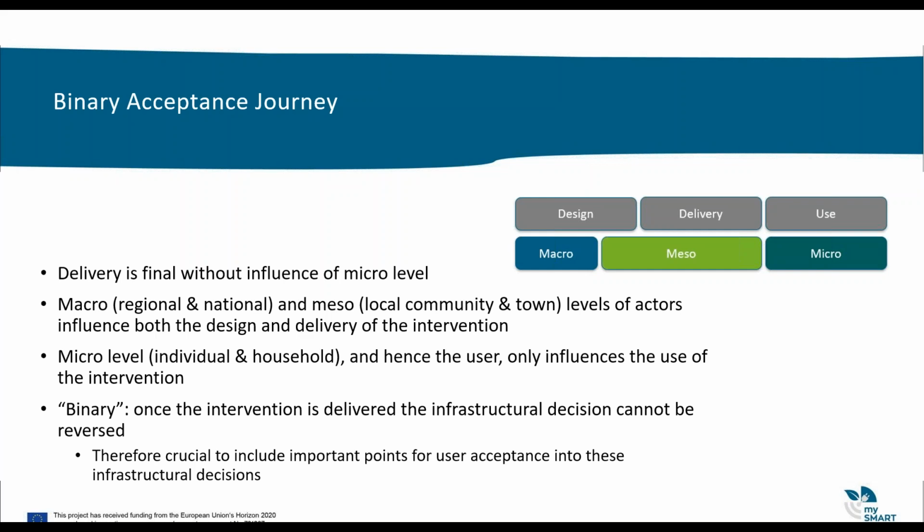The reason we call this the binary acceptance journey is because basically in that kind of intervention, you have to make infrastructural decisions that cannot be reversed. So you cannot later, if you have feedback from the citizens that they would like something changed, it's just not possible anymore due to the nature of the intervention. And therefore, it's really crucial that you try to include points for user acceptance into these infrastructural decisions beforehand, before the delivery is actually done. That's then really beneficial for the social acceptance.